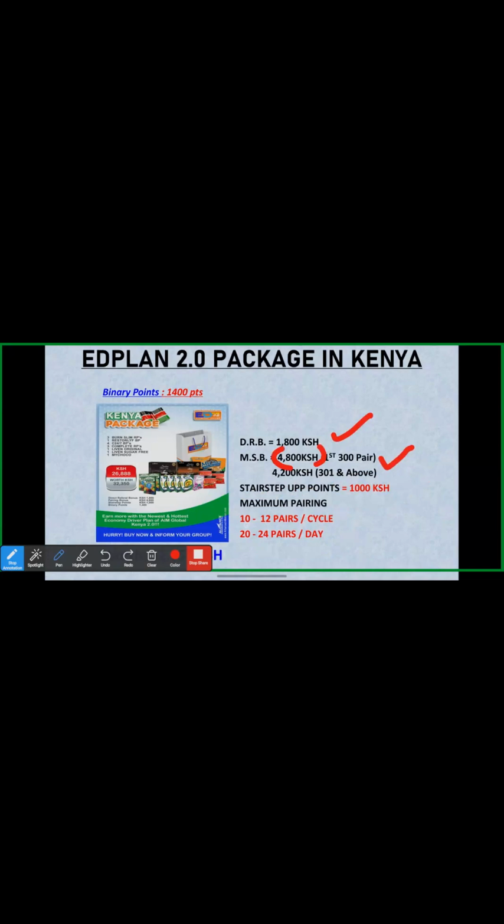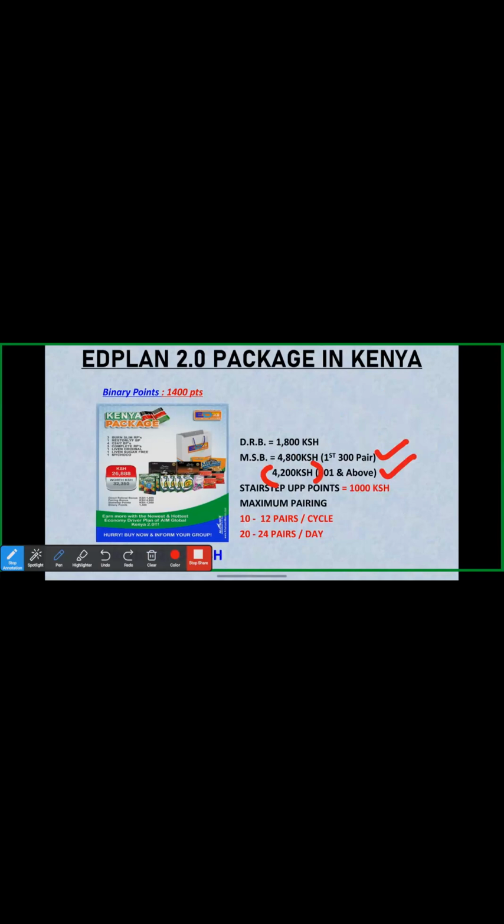So, if you have this system, for the first 300 pairs, the first pair, let's say you have one person on the left, another person on the right, that is 4,800. That is the first pair. Another person left, another person right, and then here, because we are assuming your system looks like that. So if you have one person here, that's 4,800. Another here, 4,800. Another here, 4,800. So this is one pair. This is the second pair, this is the third pair. So for the first 300 pairs, you enjoy 4,800. From pair number 301 and above, you will be enjoying 4,200 Kenyan shillings.